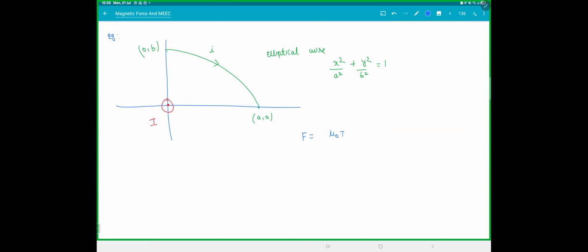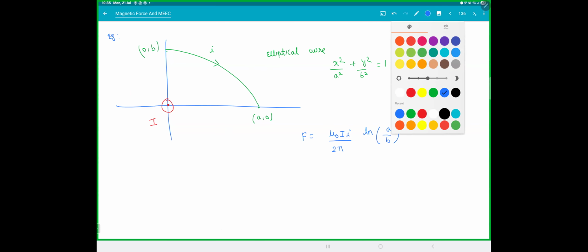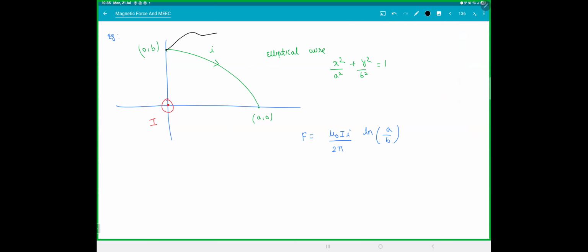But if I know this result, mu naught I by 2 pi, this is simply ln a by b. And the best thing about the result, most people will focus on the ellipse, but technically it doesn't matter what wire you take. The answer will remain the same. That ellipse is a trap. Most people will see that ellipse and think, oh, I have to do something with the ellipse. The ellipse is useless. You could have taken any random wire, the answer would have been still the same. Clear?